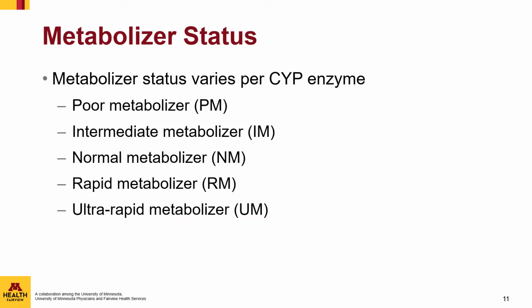Depending on the combination of alleles or genotype for a drug metabolizing CYP enzyme, a patient can be classified as a poor metabolizer for that specific CYP enzyme, an intermediate metabolizer, normal metabolizer, rapid metabolizer, or ultra-rapid metabolizer. These are phenotypes. Many drugs are metabolized by several different CYP enzymes, so sometimes multiple phenotypes must be considered when making dosing decisions. These phenotypes also have different implications depending on whether the drug is an active drug or a prodrug that requires metabolism into active metabolites.